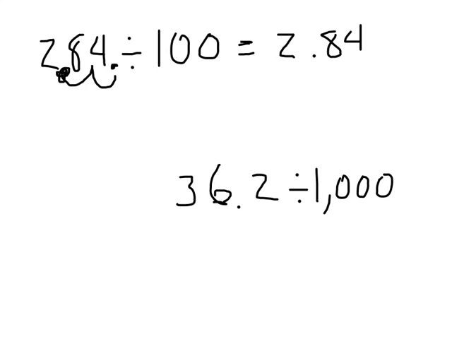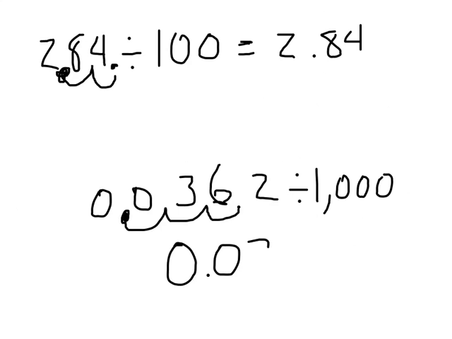Now let's try another. 36 2/10 divided by 1,000. To divide by 1,000, how many times do I need to move the decimal to the left? I need to move the decimal 3 times to the left, because 1,000 is 10 to the third power. So, what result do I get when I divide? Well, I move the decimal once, twice, 3 times. So, I get 362 ten-thousandths.